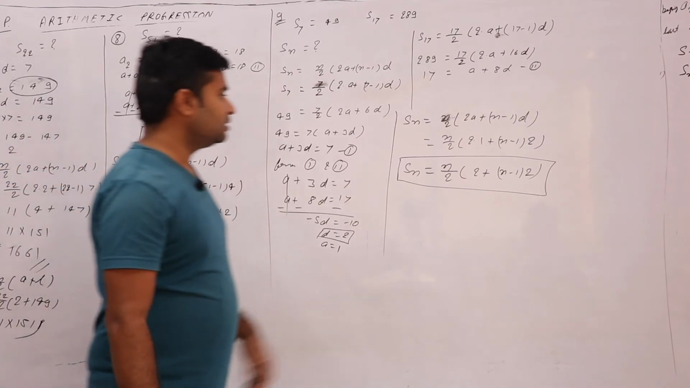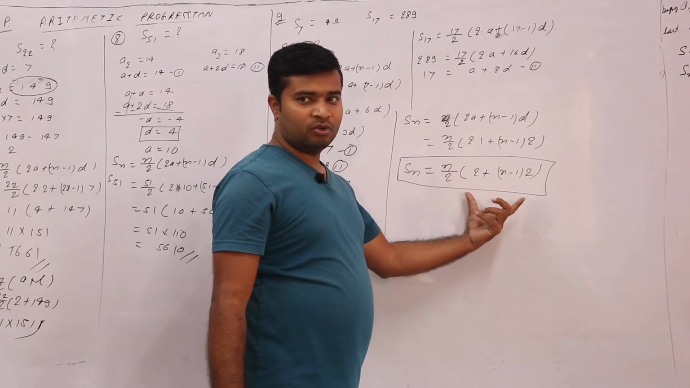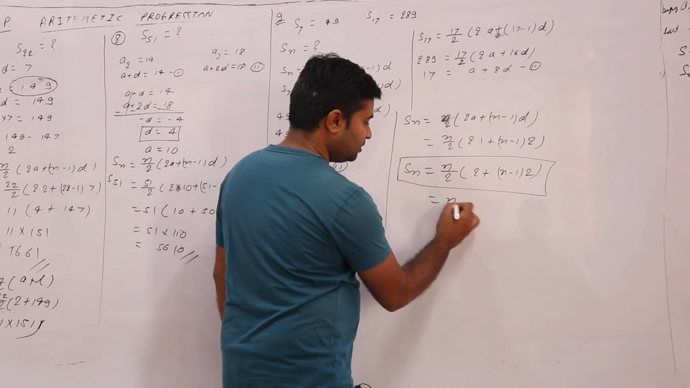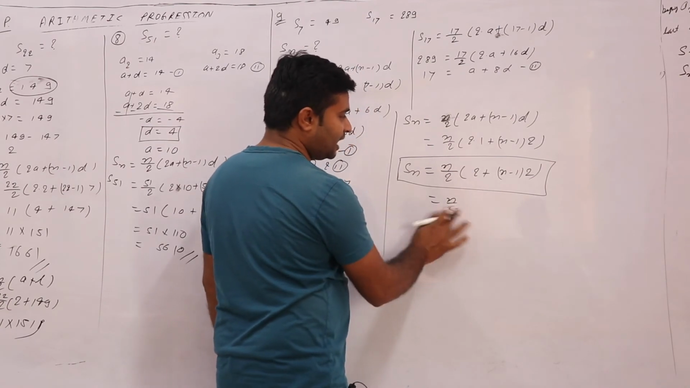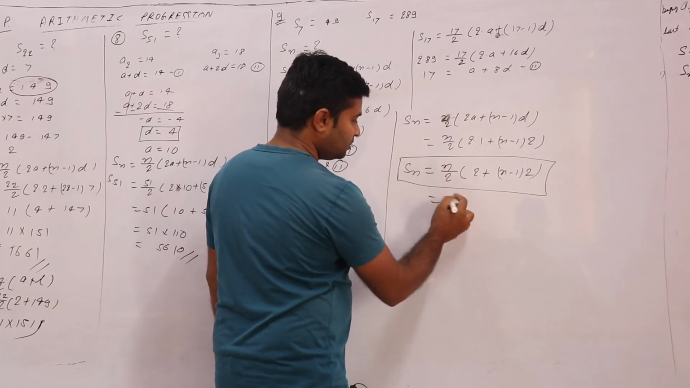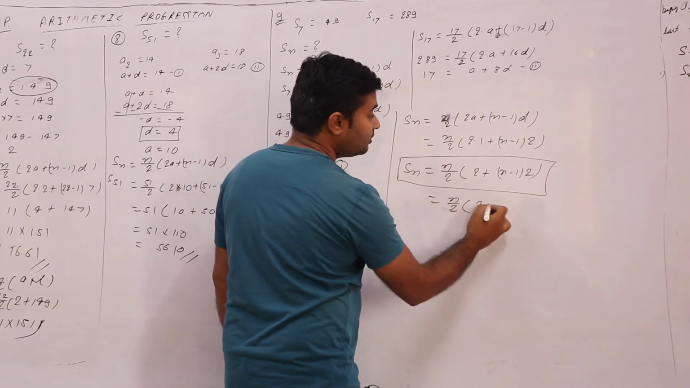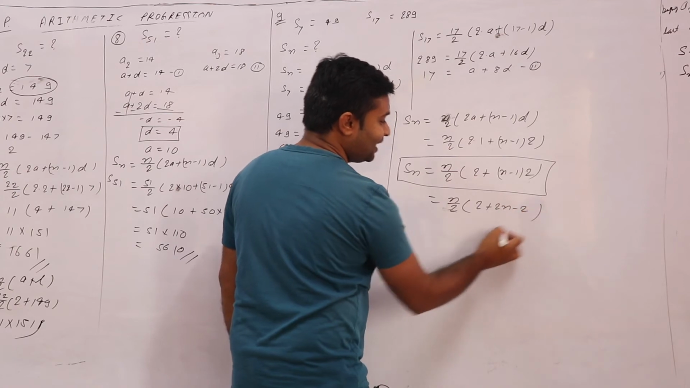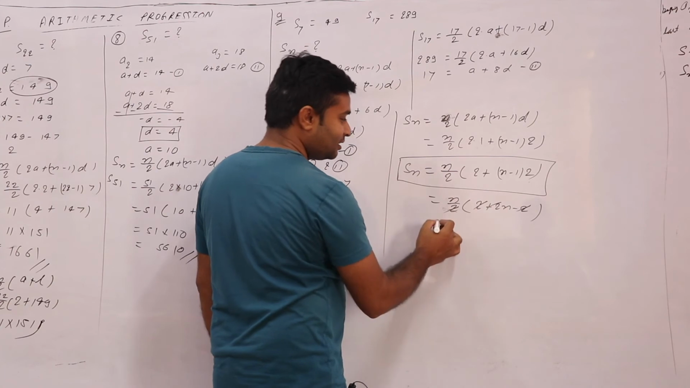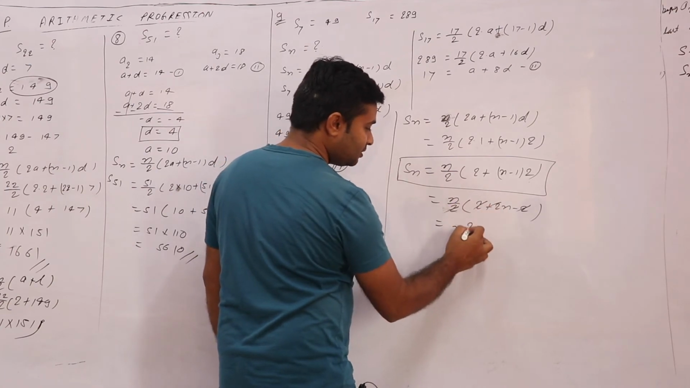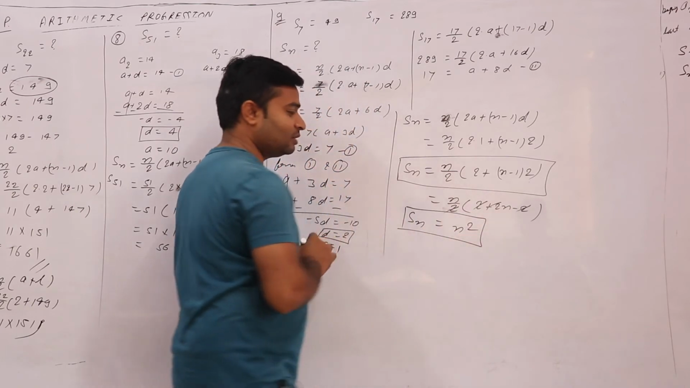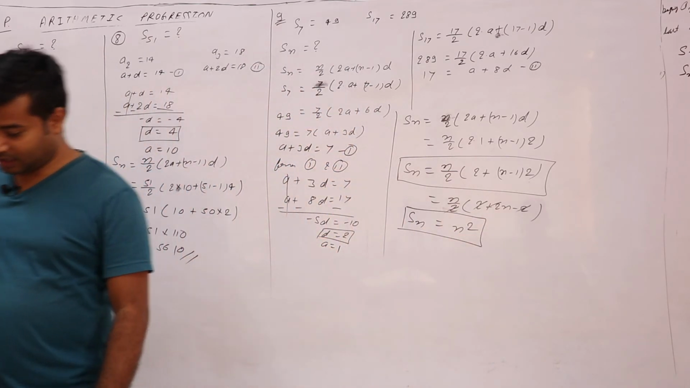One more thing: this looks like it can be simplified further. See, 2 is there in both places. So n by 2 into 2 plus 2n minus 2. The 2 gets cancelled, so n into n. Sn is equal to n square.